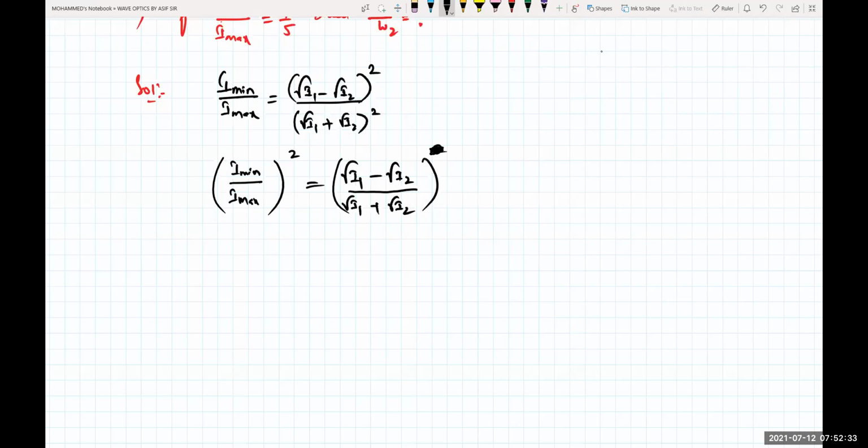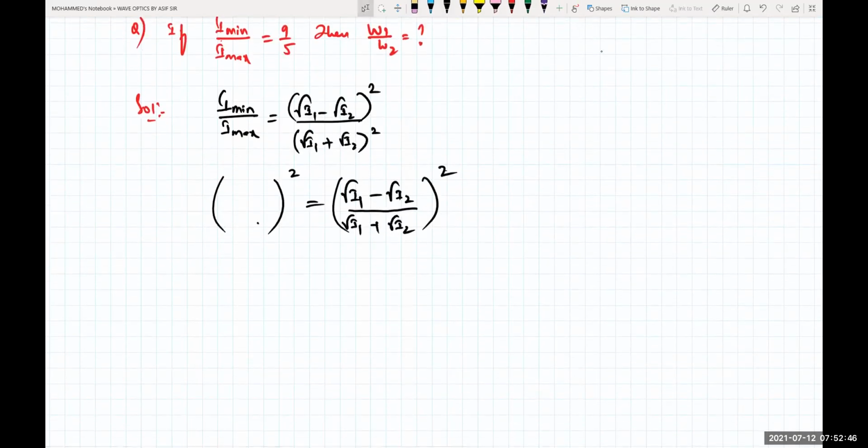See here, what exactly I was trying to write is I minima by I maxima. I can write directly the value beta. This is square here as it is. I minima by I maxima is given how much for me? 9 by 5. 9 by 5 means I can write this one as 3 by 5 whole square. This one and this one will get cancelled here.